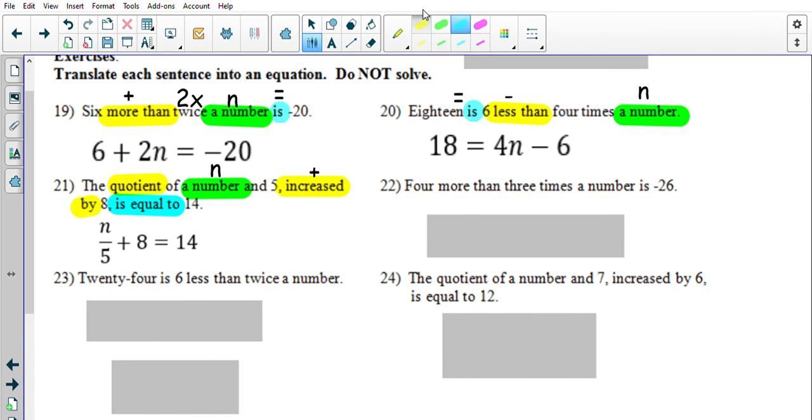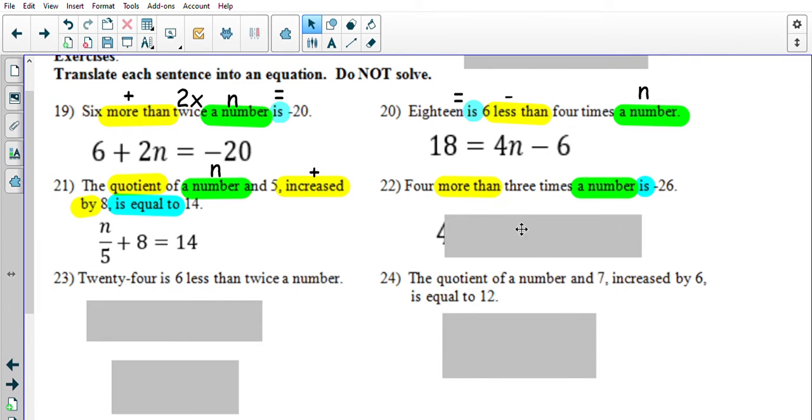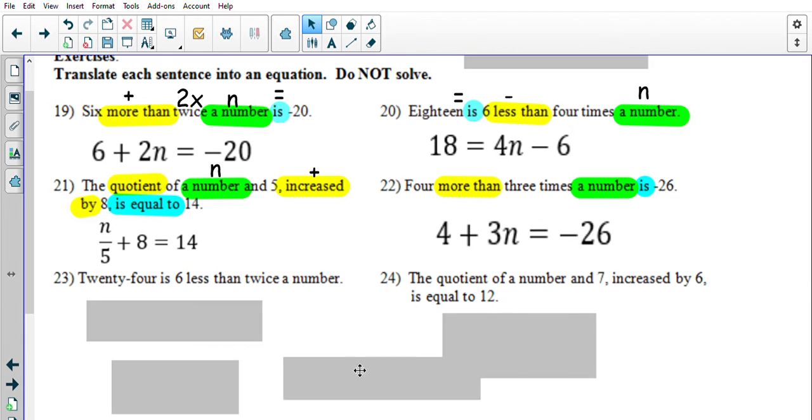Number 22. 4 more than 3 times a number is negative 26. So more than is going to represent addition. We saw that up here. 3 times a number, remember a number is our unknown or our variable. Is represents our equal sign. So let's put this together. 4 more than is 4 plus, 3 times a number is 3n, set it equal to negative 26.